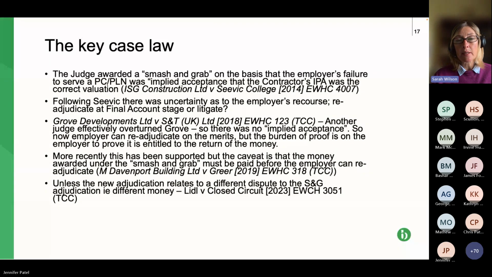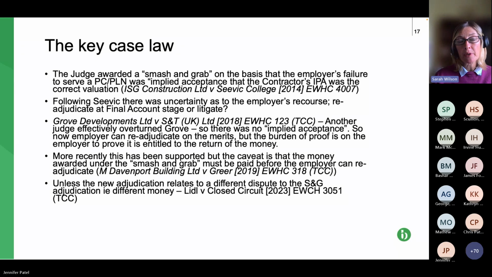Okay, so some of the case law. You will see nothing in the Act, even the 2011 Act, that says smash and grab, but this first bullet point, the ISG and CECA, was the first case, in 2014, to basically say, yes, this is the implication of not submitting notices. What the court said here was that if you don't submit your notices, paying party, stroke contract administrator, then you are by implication accepting that the contractor's interim payment application is the correct valuation.